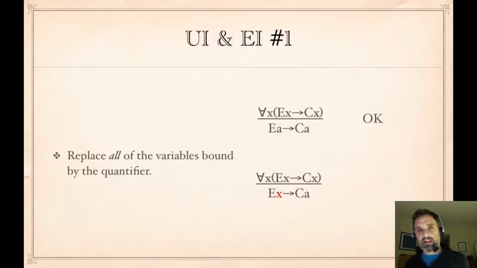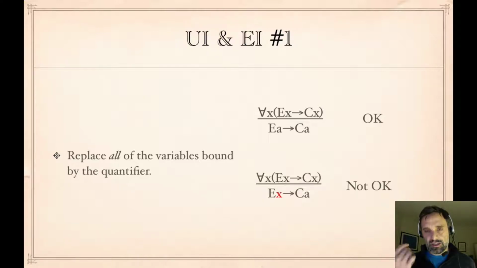Suppose I said for all x, if Ex and Cx, then if Ex then Ca. Then I'd be saying if Xavier is an emu, then Alfred chirps. Now, that might be true, but that's not what the premise says. The premise says if you're an emu, then you chirp. It says of each thing, if that thing is an emu, then that very same thing chirps. And this conclusion doesn't say that. So this is not okay. The problem is that we replaced the x in Cx with an a, but we didn't replace the x in Ex with an a. So all of the variables that the quantifier binds get replaced by the same term.